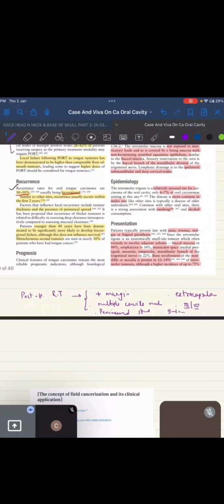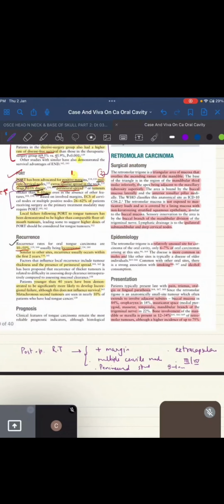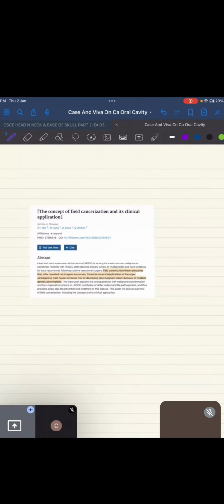That it should be the positive margins, extracapsular spread, advanced stage disease, perineural spread, and the tumor more than 9 to 10 mm. Okay, so over here, next will be, see, this is Slaughter et al. Please remember it. It will always haunt you whenever you study about CA oral cavity or any CA of the aerodigestive tract.